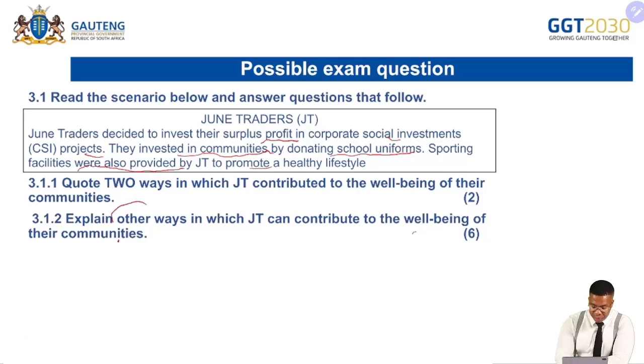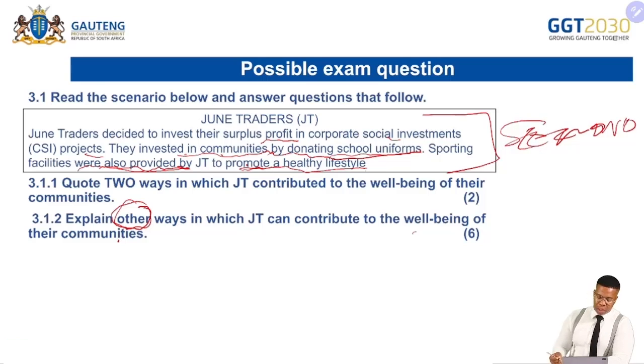So the issue here, explaining other ways, means you cannot include the ways that are already in the scenario. What are those ways in which June Traders was contributing towards their community? They donated school uniforms to learners within the community, and also provided a sporting facility for the community to promote a healthy lifestyle. So those are the two. You cannot include them in 3.1.2 because the question says explain others besides what is in your scenario.